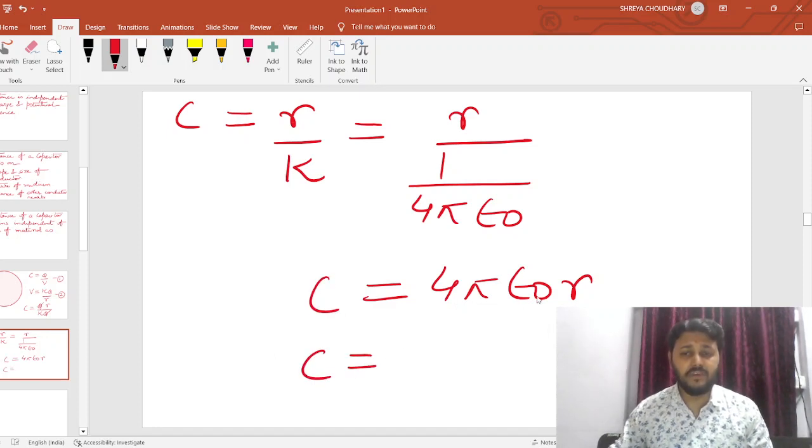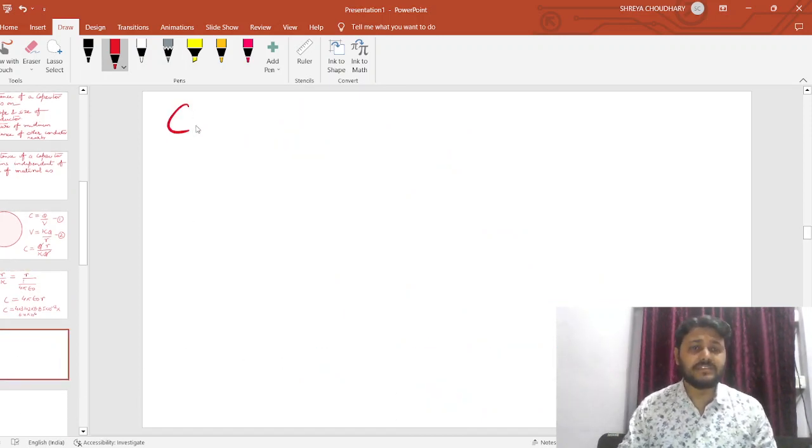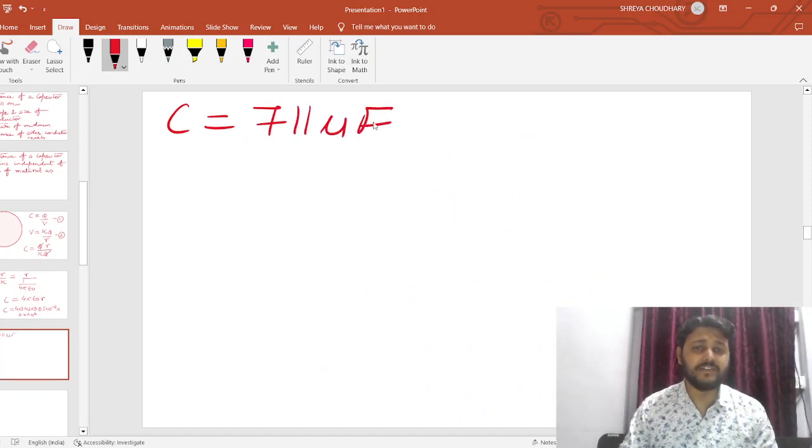On solving, we do know the value of pi, that is 3.142. The value of epsilon naught is 8.85 into 10 to the power minus 12 into radius of the earth, that is 6.4 into 10 to the power 6. On solving the total value, we will be getting C is equals to 711 microfarad.